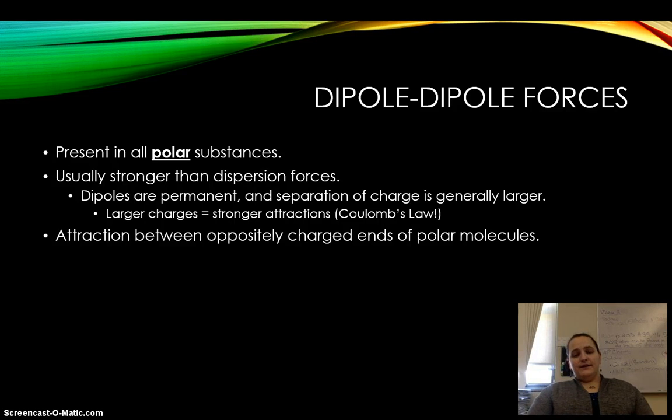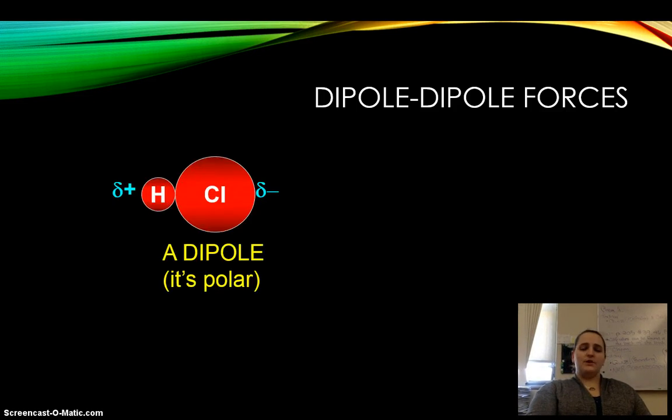The reason for that is that the dipoles are permanent and the separation of charge is generally larger. So the charge on the poles of your dipole is usually bigger in a permanent dipole than it is in a temporary dipole. And larger charges mean stronger attractions. And these are simply an attraction between oppositely charged ends of polar molecules.